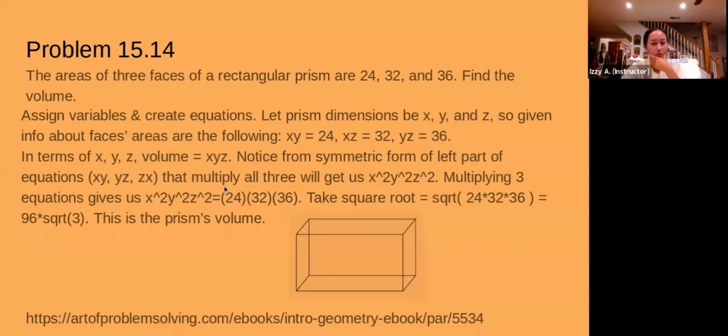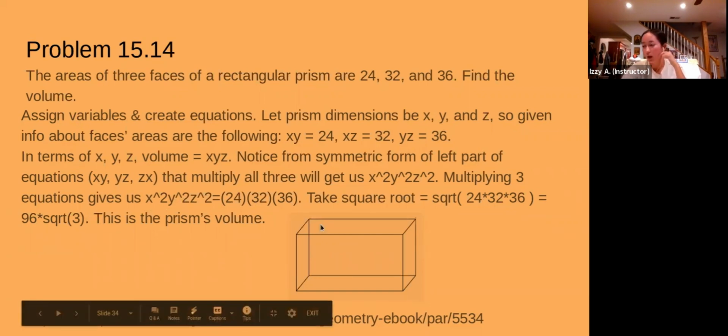Yeah, so you would come up with the following equation: x squared times y squared times z squared is equal to 24 times 32 times 36. And you would have taken the square root of 24 times 32 times 36 to get 96 times square root of 3. And yeah, that's the solution. Good job, Alvin.